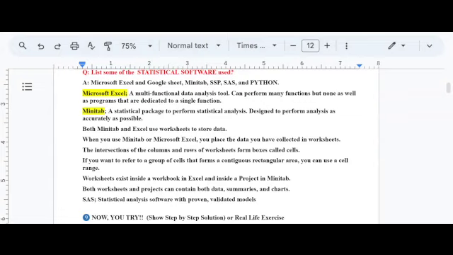The next software, or the third software, is SAS. It's called Statistical Analysis Software. It's a very strong software. Okay.